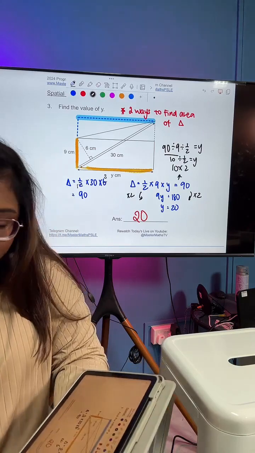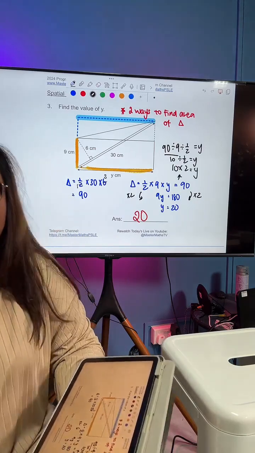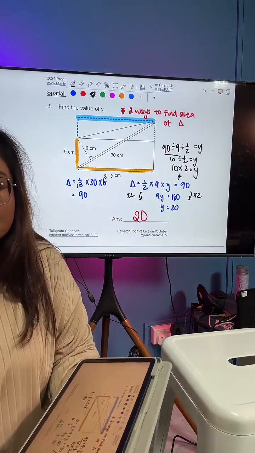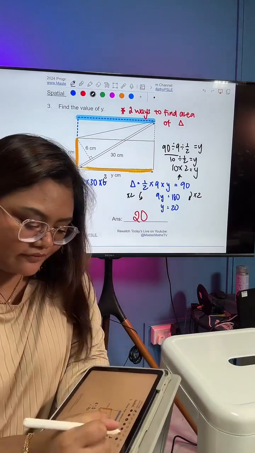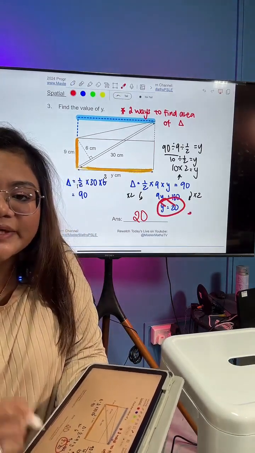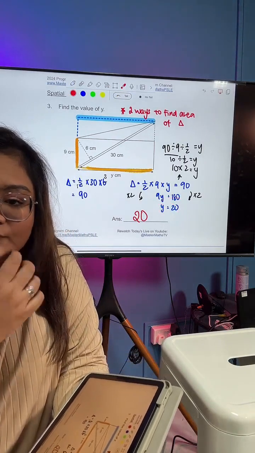90 divided by half, keep change flip, right? 10 times 2, which is 20. Okay? Can or not? I never say y is 4.5. Y is 20, my dear. Y is 20, okay? Why do you times y to 9?